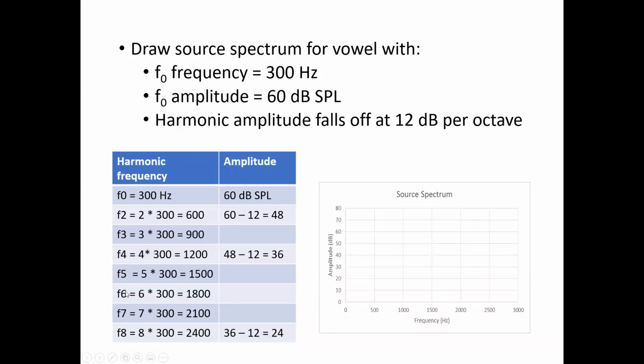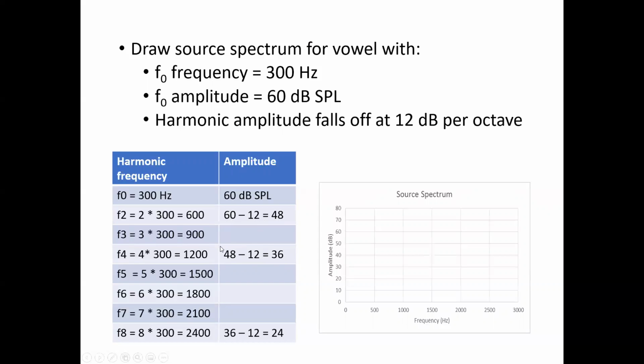So here I've calculated the amplitude for the second harmonic. I take the original amplitude, 60 dB. We know that it falls off at 12 dB per octave, so I subtract 12 decibels, and I get 48 dB for that second harmonic. I don't get an octave distance until I come up here to 4 times the fundamental. So the distance between 600 hertz and 900 hertz is not double 600 hertz. That doesn't occur until 1200 hertz.